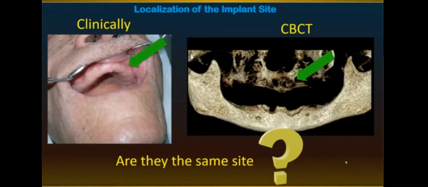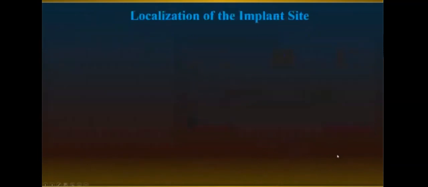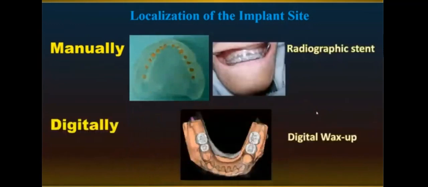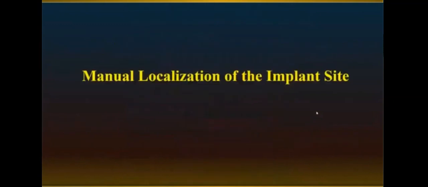So I have to make a correlation between the clinical implant site and the radiographic implant site. This correlation may be made manually using a radiographic stent, or digitally by what we call digital wax-up. I'm going to explain both methods.